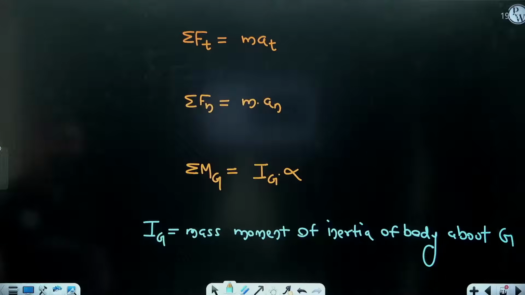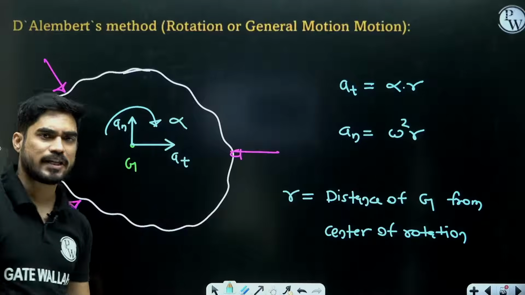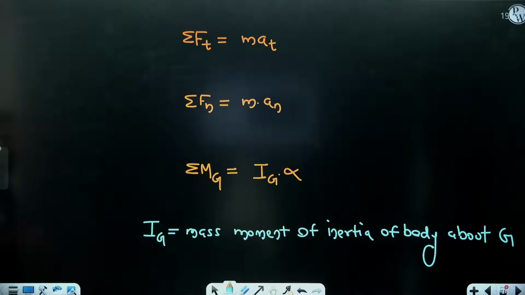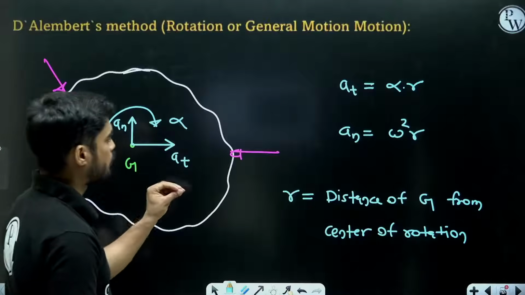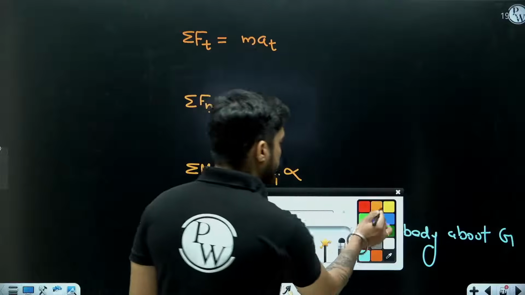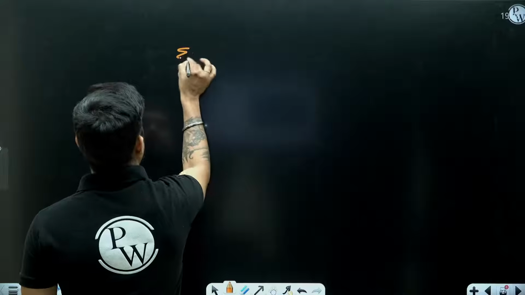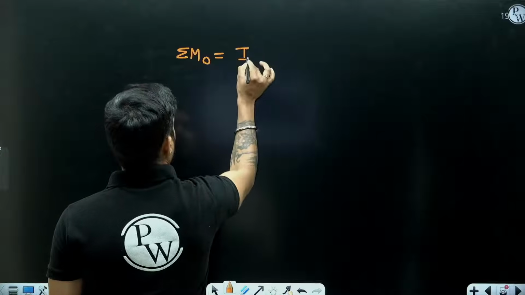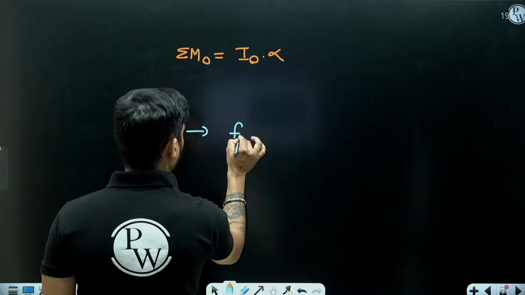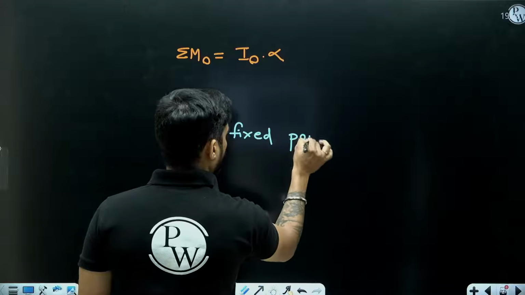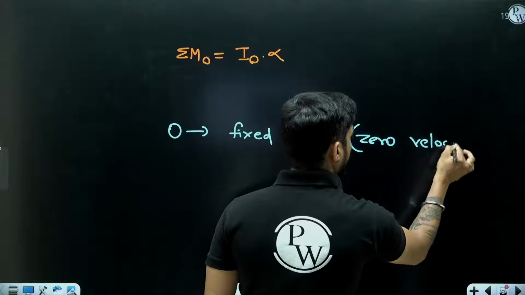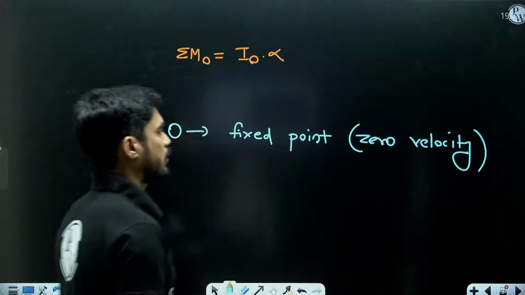Sir, here you are not considering the inertia forces. You are taking moment, you are not considering inertia forces, because we are not taking moment about a point which is moving. We can take this moment about center of gravity. We can also take the moment about a fixed point. Okay, we can use this equation also, where O is a fixed point, or a point where the velocity is 0.